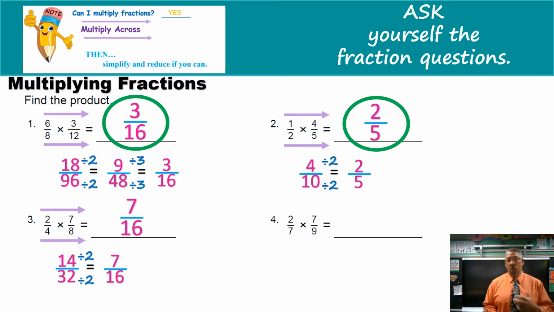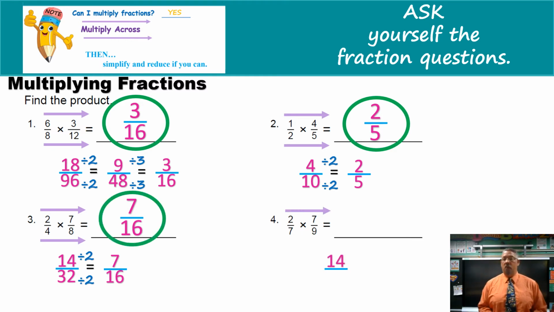Now, number 4, it's one of the reasons why I'm going to do another video for tomorrow's lesson on cross reducing, but we're simply going to start with today's lesson. Following the steps, we're going to multiply straight across, numerator and denominator. So we're going to do the math. We're going to multiply 2 and 7. That gives us 14. And 7 times 9 gives me 63.